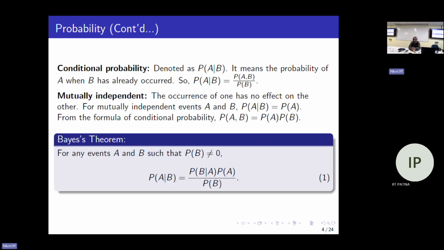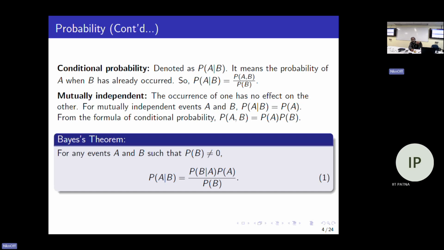Then this is interesting, conditional probability. So how do you say conditional probability? P of A slash B. That means the probability of A when event B has already occurred. We know it. So the conditional probability is P of A comma B, that means the two events simultaneously, divided by PB.